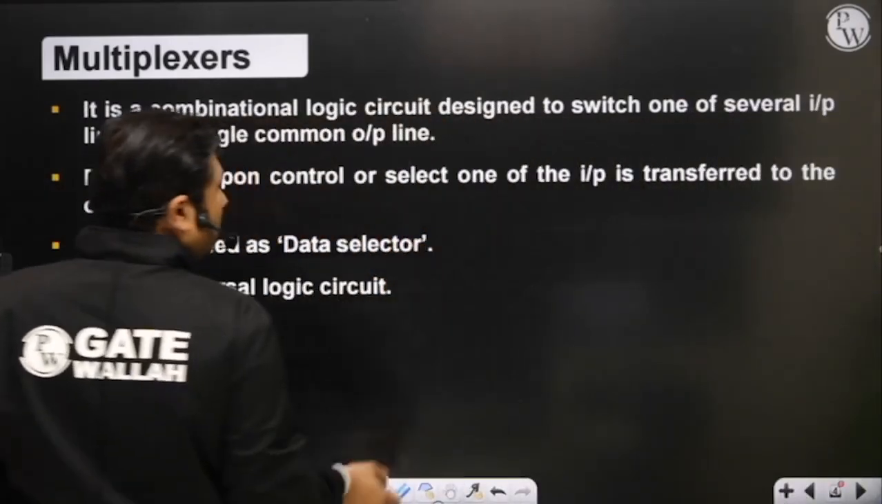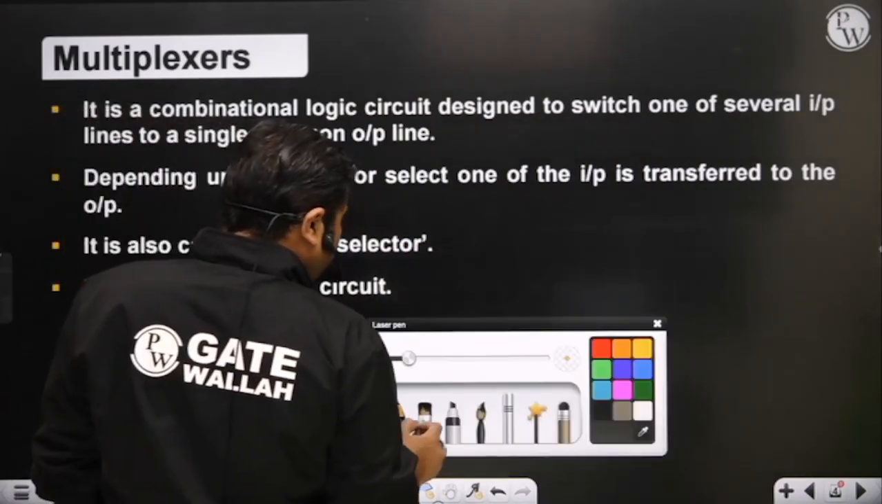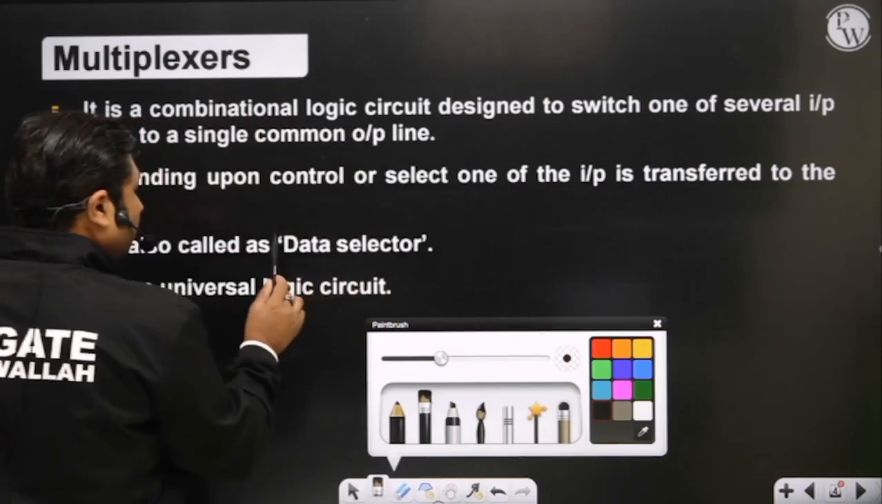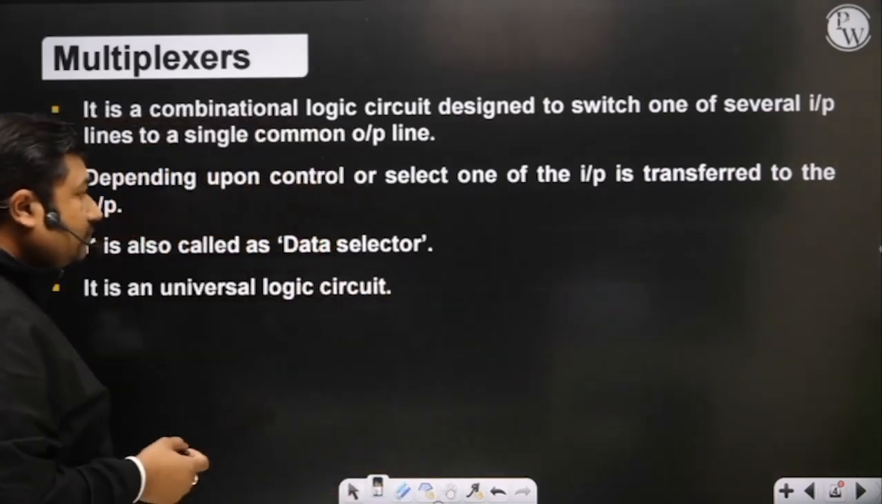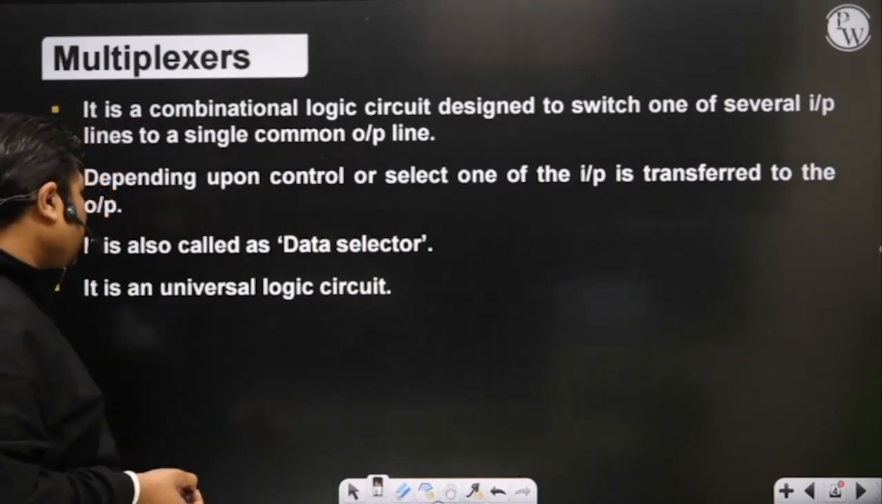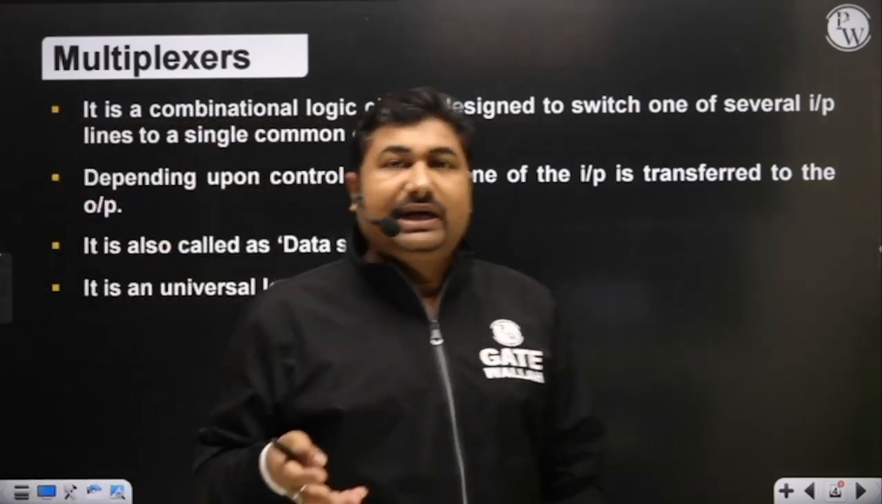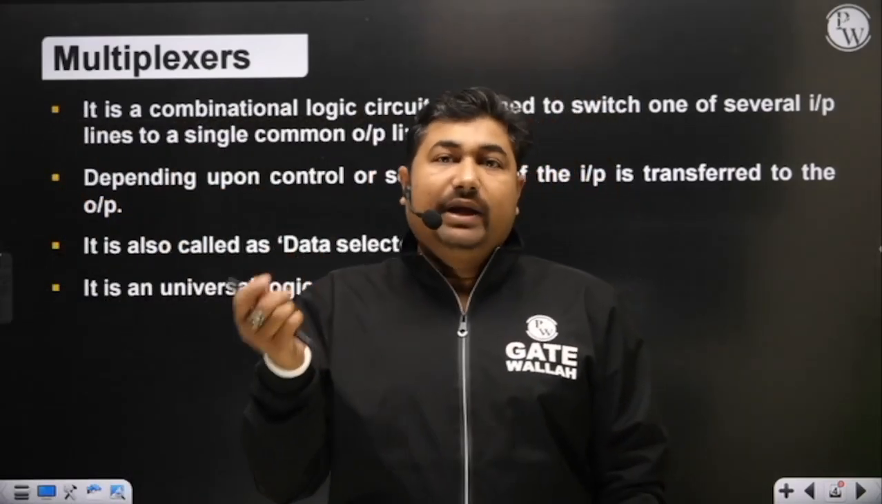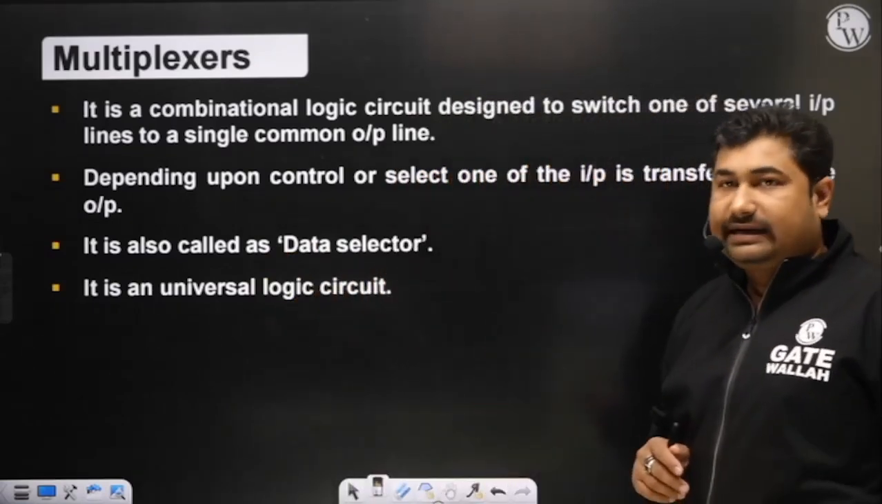Depending upon the control or select, one of the inputs is transferred to the output. It is also called a data selector. We have multiple input data and we need to select one of the input data, so it is also called a data selector.